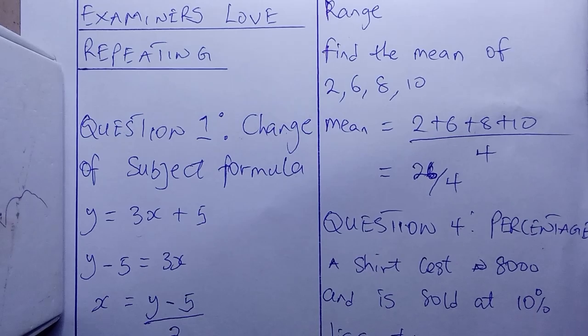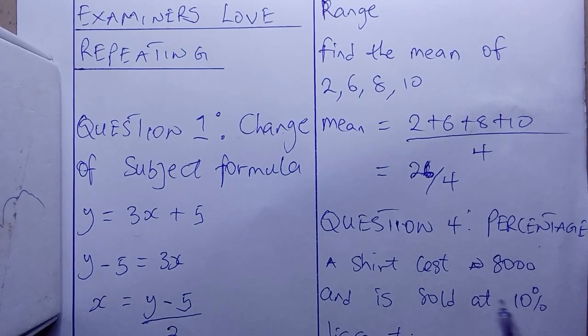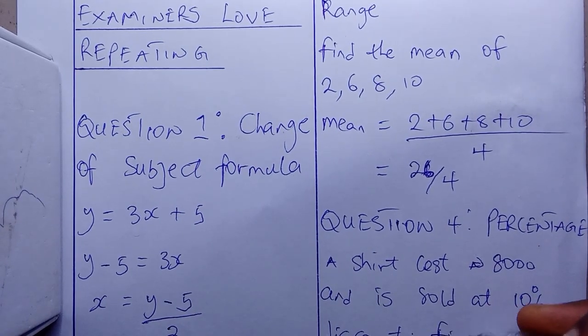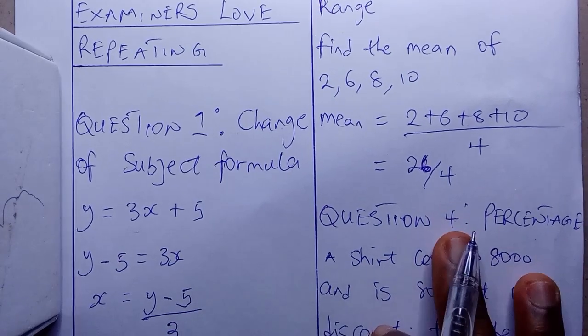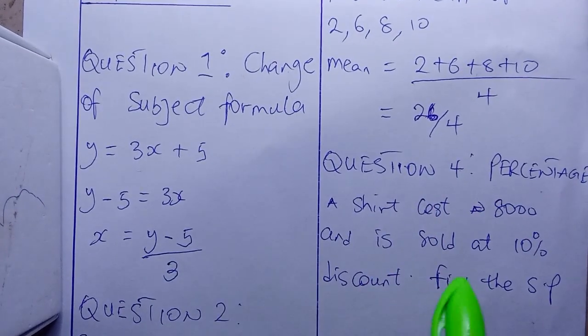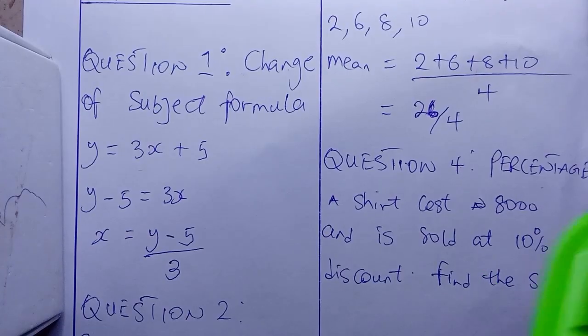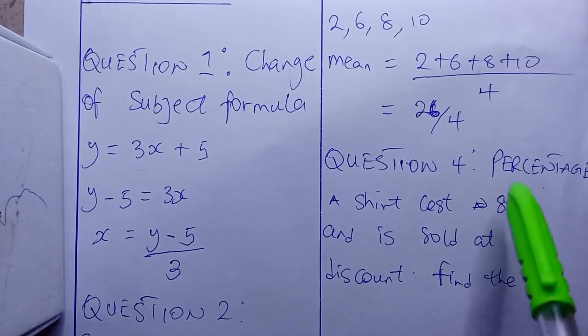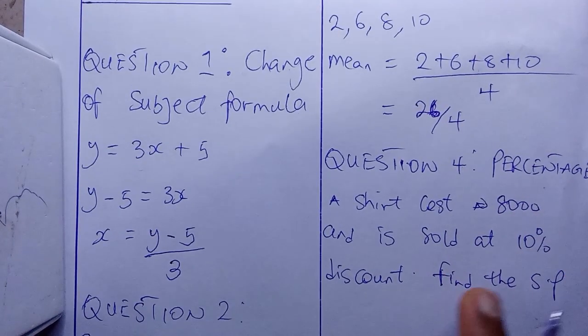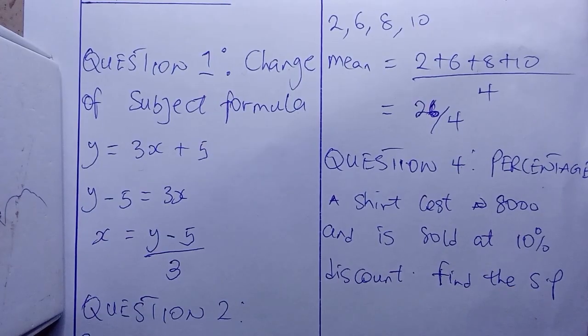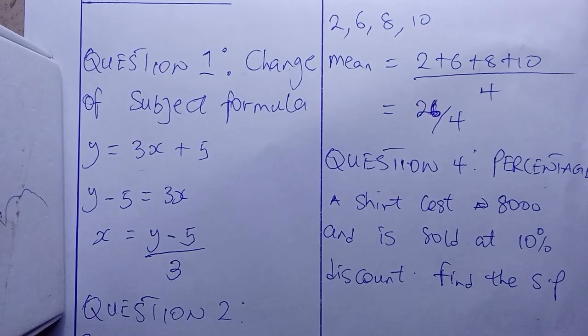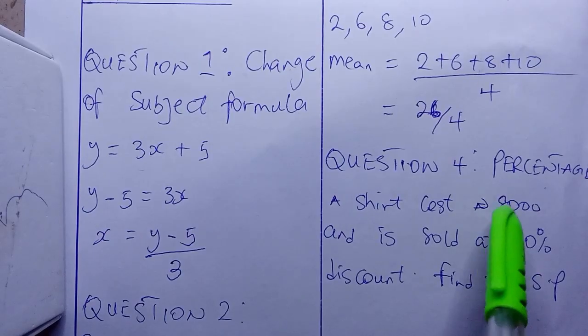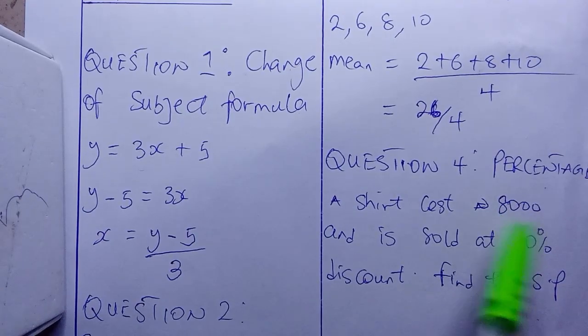Now, they say we should find the selling price. To do this, because they said the cost price is 8,000 naira and it's sold at 10% discount, in order to find the actual selling price, you need to remove 10% from 8,000 first.